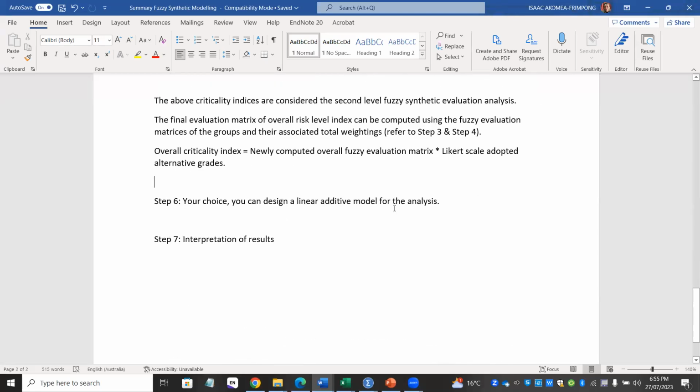And then you can go ahead to design a linear model for the analysis. And this one is your own choice, because some studies, or most studies I've seen, don't do that. So you can decide to do that. And then you interpret your results.